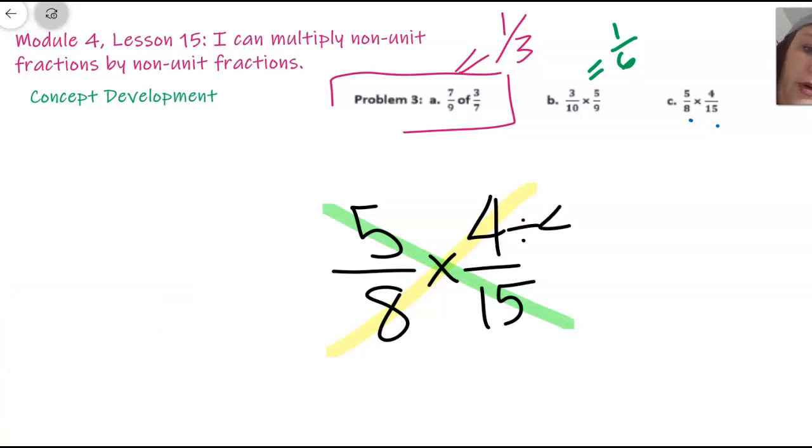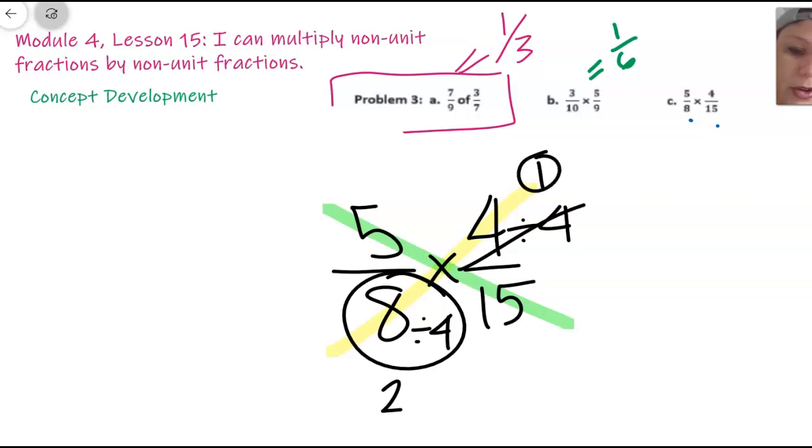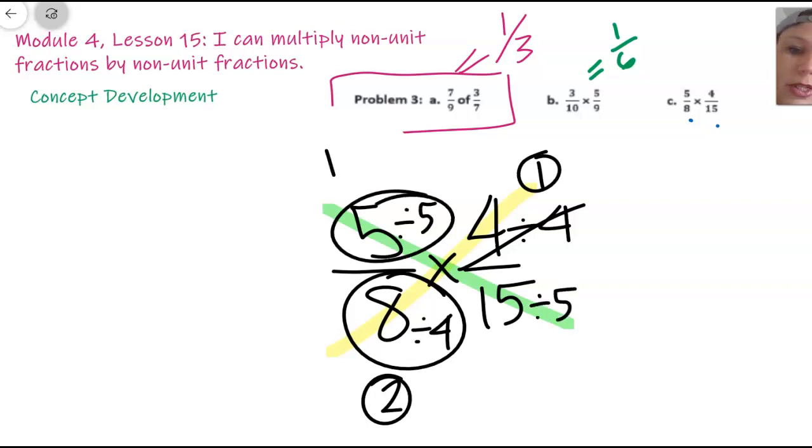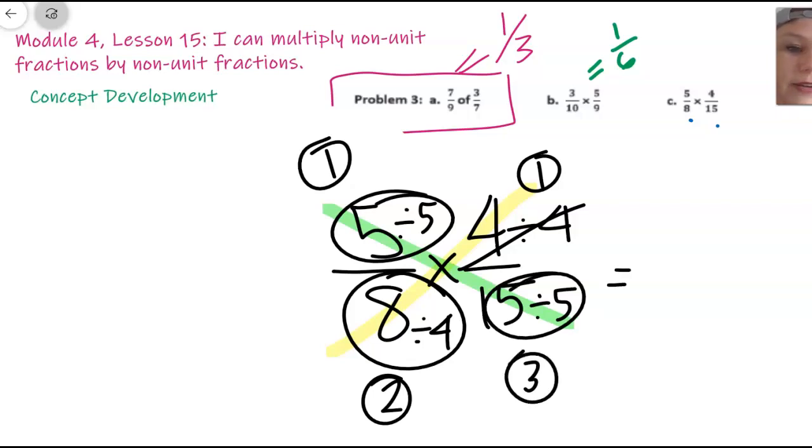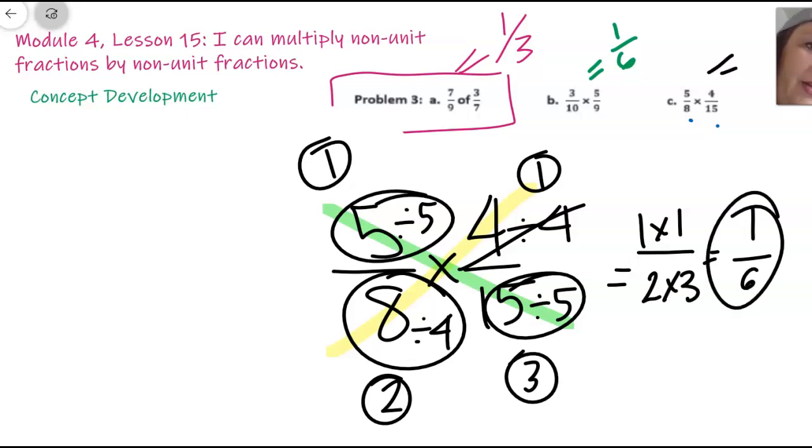I know that 4 goes into 4 and 4 goes into 8. So let me do that right now. 4 goes into 8 2 times, 4 goes into 4 one time. I circle it so it stands out to me. And then I know that 5 goes into 5 and 15 goes in one time up here and 3 times here. So to clean this up for you, we have a 1 times a 1 over a 2 times a 3 again, which equals 1/6 again. So the answer to C is also 1/6.